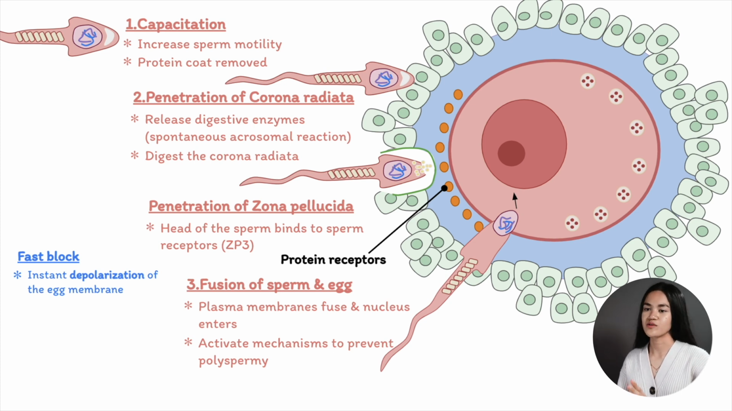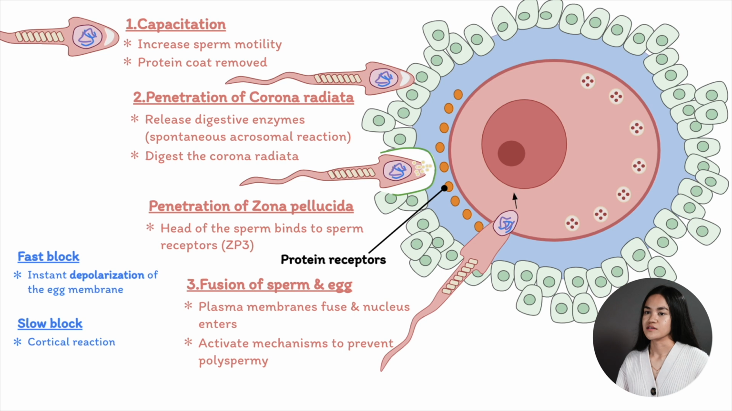It lasts for about 1 minute, and during this time, there's going to be an influx of calcium ions that occurs following penetration of the sperm, and it's going to stimulate the second mechanism that prevents polyspermy, and this is what's known as slow block. The slow block is also referred to as the cortical reaction, okay?